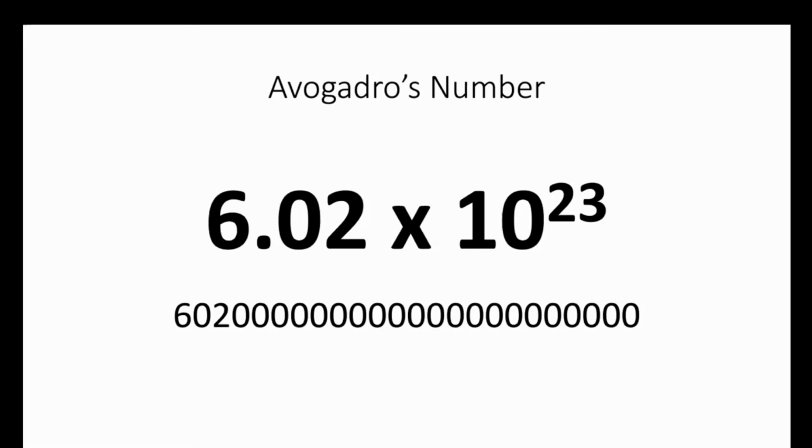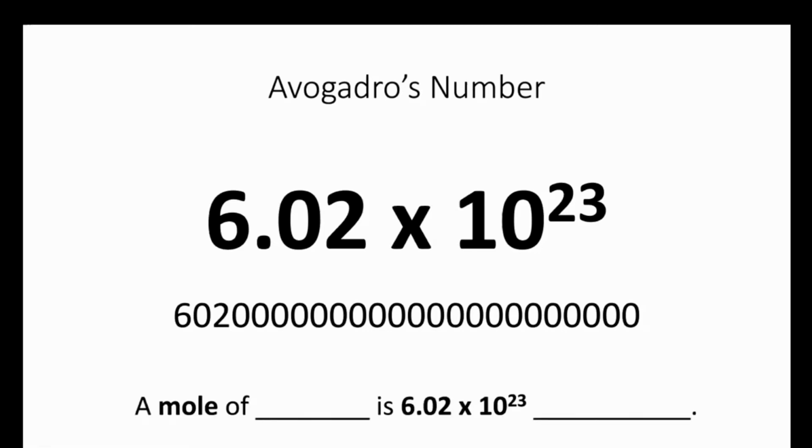This is a massive number. I added all the zeros to the number here because, well, I wanted you to be able to see what it looks like. Why is that number so big? It's so big because atoms are so small. And you have to have a whole lot of atoms to have something big enough to be able to work with in chemistry. This number helps us with that.